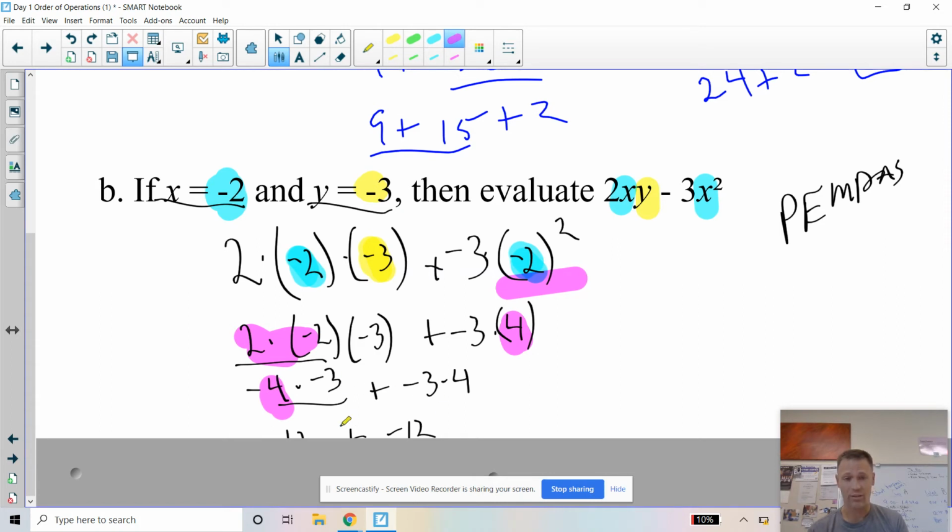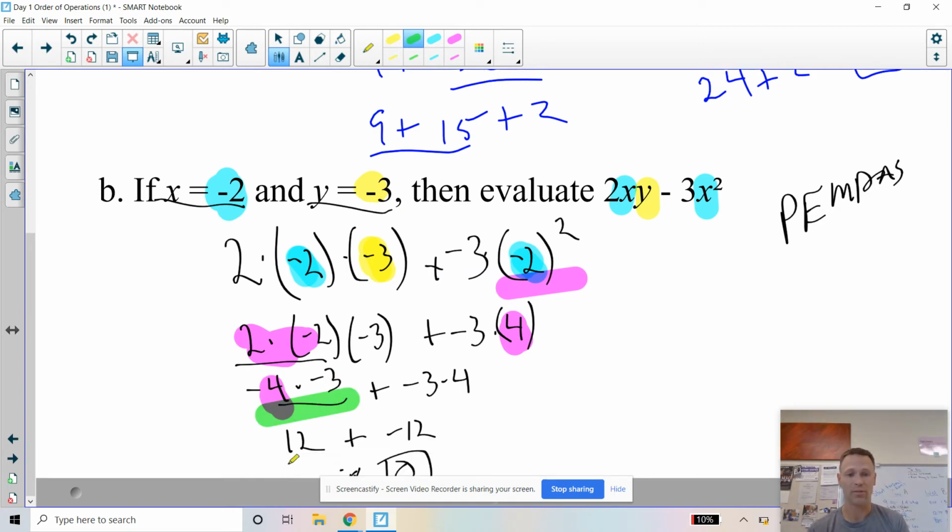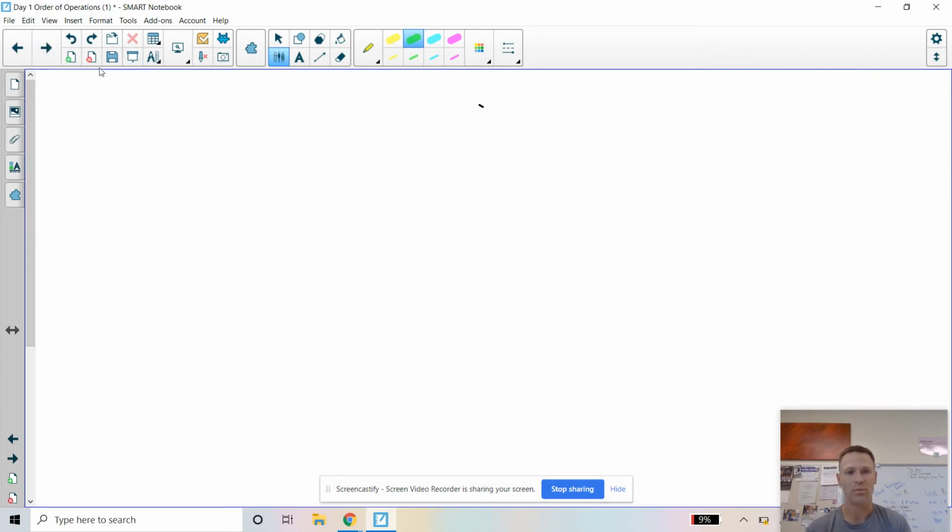Drag down everything else. Then I have to multiply the -4 times -3, which is +12. Negative times negative is positive. And then -3 times 4 is -12. So that one is that one, and I get 0, okay? This one is one I would hope that you did on your own. You can see how the steps work out. Hopefully that should be good.